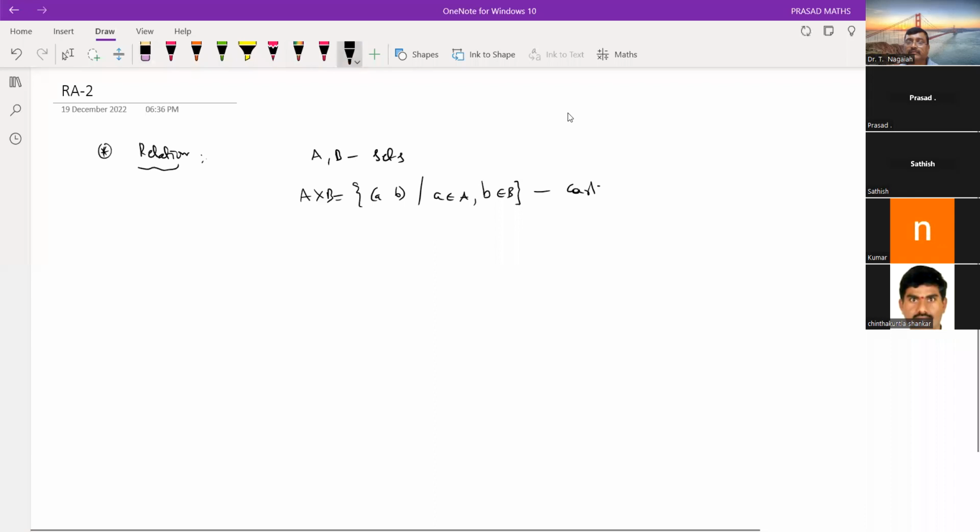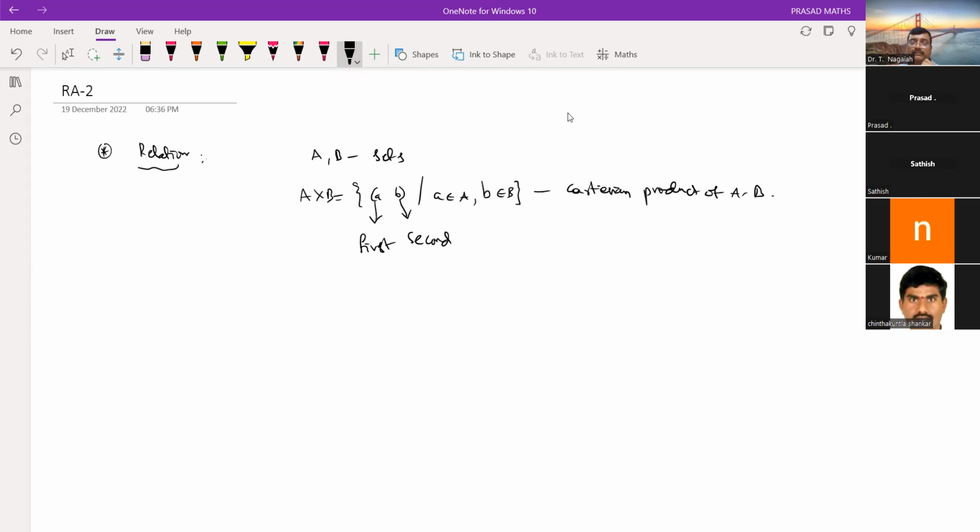This is the Cartesian product of A and B. This is my first component, and this is the second component. So A cross B is nothing but the set of all ordered pairs.